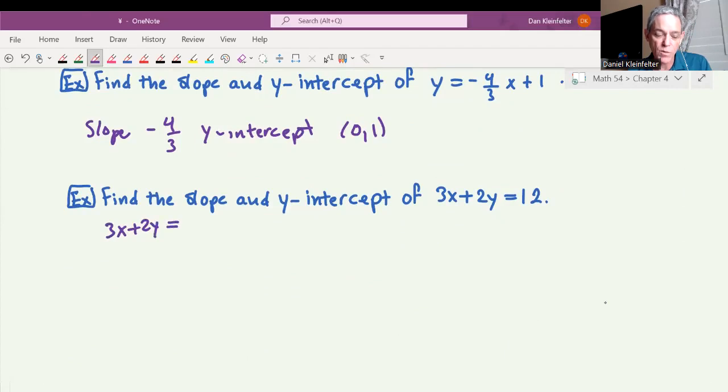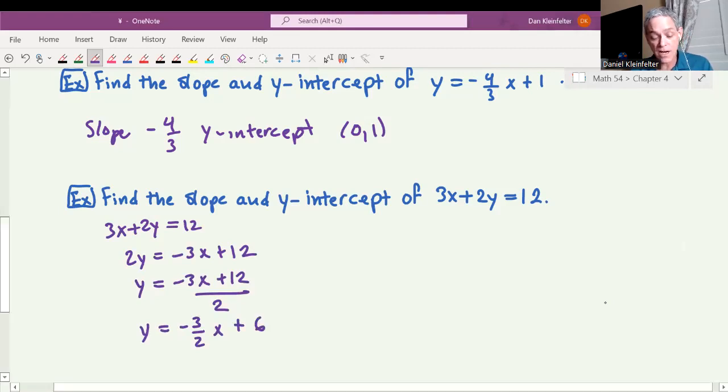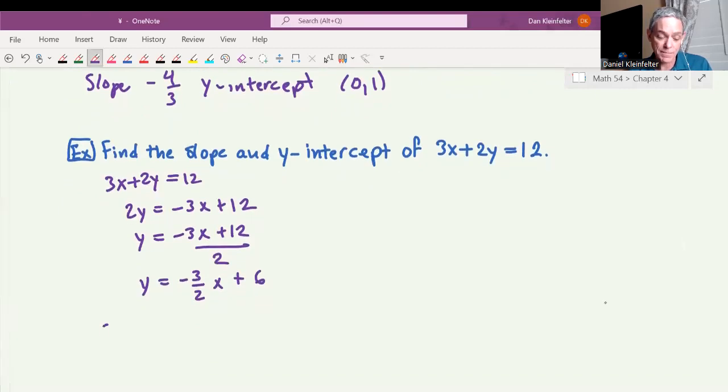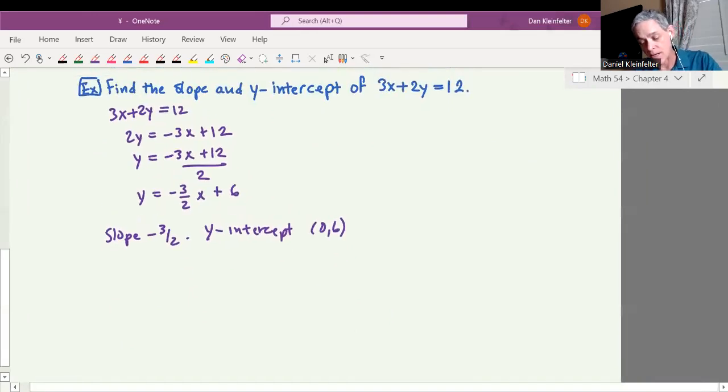We have 3x plus 2y is 12. I'm going to subtract the 3x from both sides, and then we're going to divide by 2. So we have (-3x plus 12) divided by 2. We'll separate that into two separate terms. That will give us -3/2 x plus 12/2, which is 6. From there, we can read off the slope and y-intercept easily. The slope is -3/2, and the y-intercept is the point (0, 6). So that's not too bad.